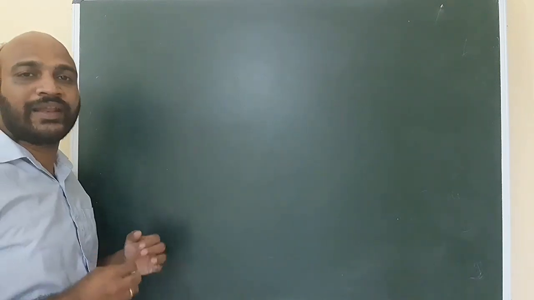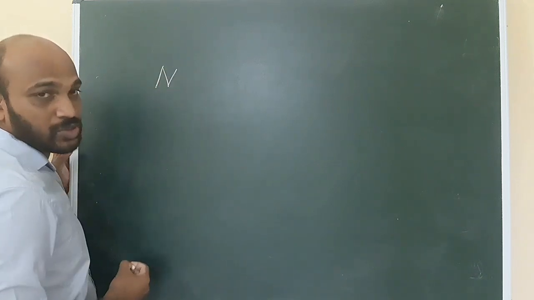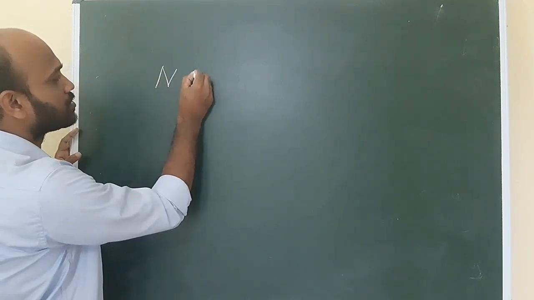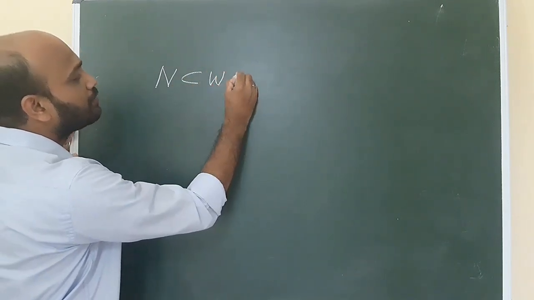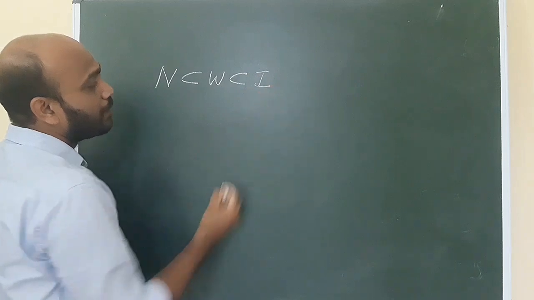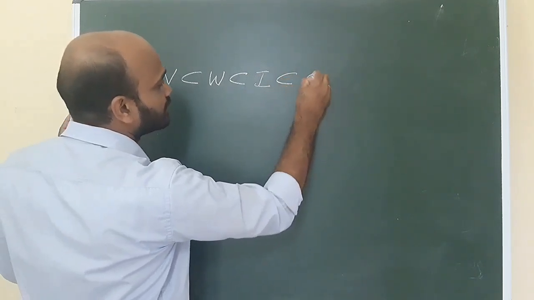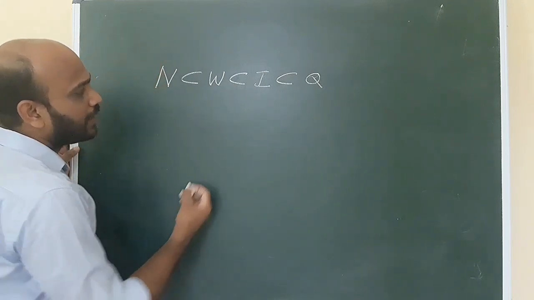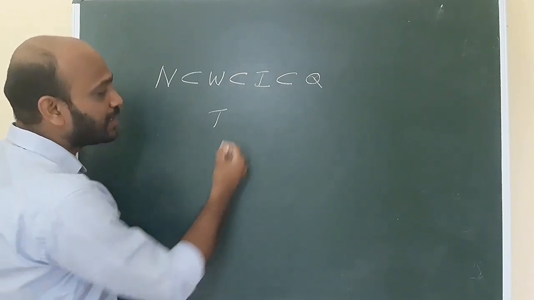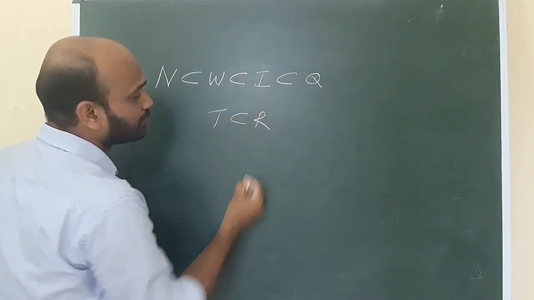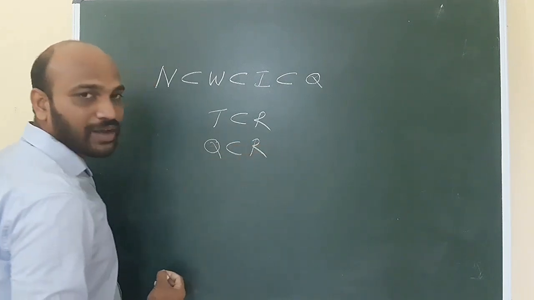We can relate the number systems by using subset. All natural numbers are whole numbers, so N is a subset of W. All whole numbers are integers, so W is a subset of integers. And all integers are rational numbers, Q. And T is another set of all irrational numbers. T is a subset of R, real numbers. Q is a subset of R.